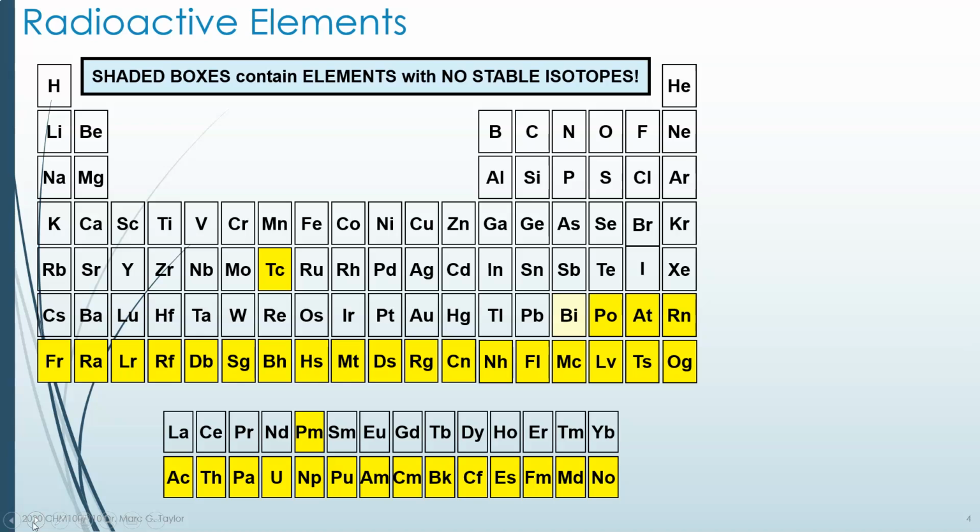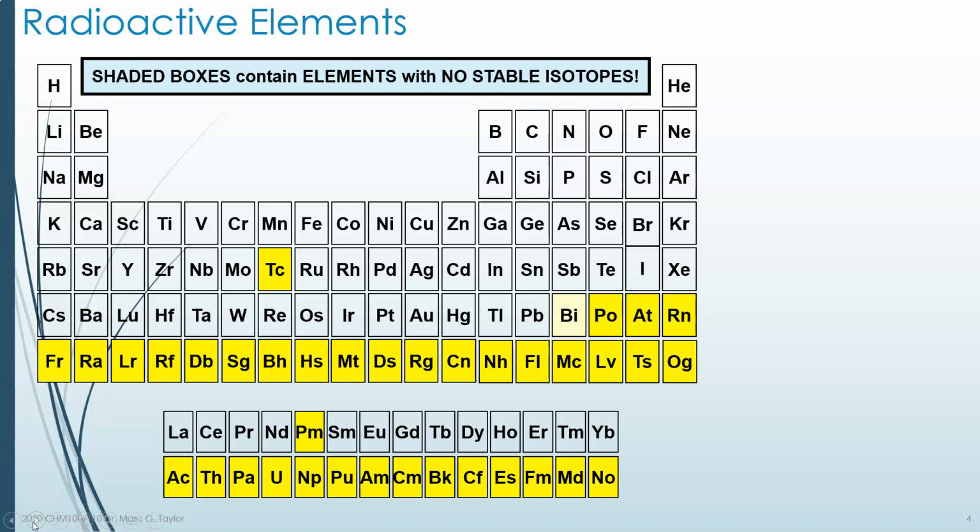So here's a periodic table. It's a very simplified periodic table. And the yellow boxes represent elements for which there are no stable isotopes. In other words, every isotope of any yellow labeled element on this periodic table is radioactive. And you'll see there are a lot of elements that are always radioactive. Every isotope of that element is radioactive.